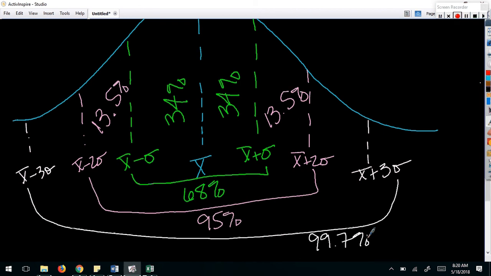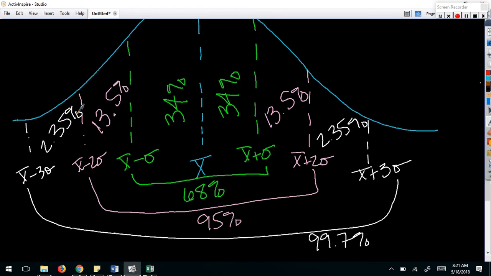I haven't done the white yet. All right, guys. If the white is 99.7% and the pink is 95%, how much is contained between the pink and white? Probably 4.7. Do it on the calculator and tell me. 4.7%. Divide by 2? 2.35. Now, we know that all probability distributions must add to what? 100. Does that add to 100?